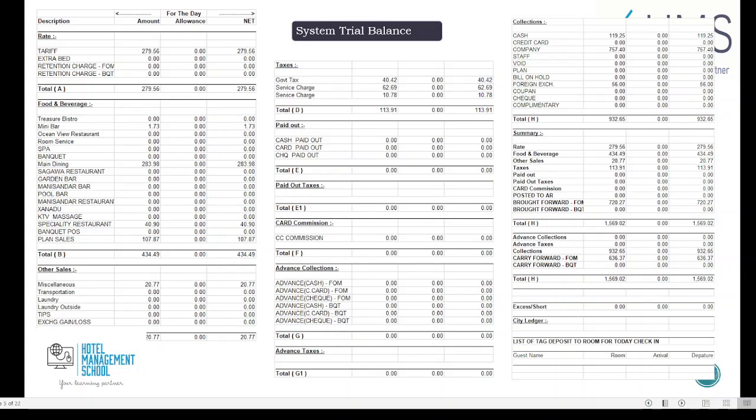Opera trial balance is a slightly different version from this, but the segments remain the same, right? And then there are two columns: amount and allowance, and the net amount. So both of them have to match. Based on this, generally in hotels we record revenue on a daily basis. So everything of this is going to be recorded in the GL on a daily basis. But many hotels don't record daily.